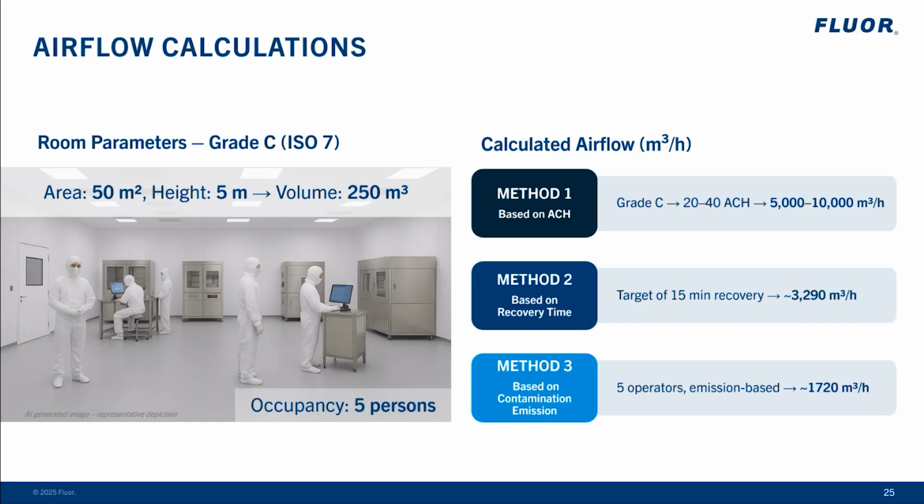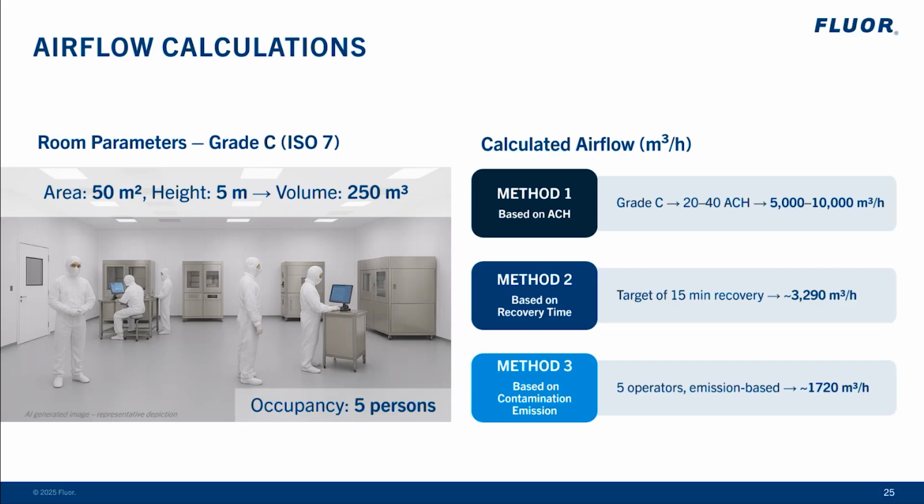Let's now look at how airflow volumes differ in practice depending on the calculation method. As an example, we have a room with an area of 50 square meters and a height of 5 meters, classified as grade C, ISO 7, with five people present. First method, based on air changes per hour: with 20 to 40 air changes per hour, we get between 5,000 and 10,000 cubic meters per hour. This is a very high volume, typical of the traditional approach.